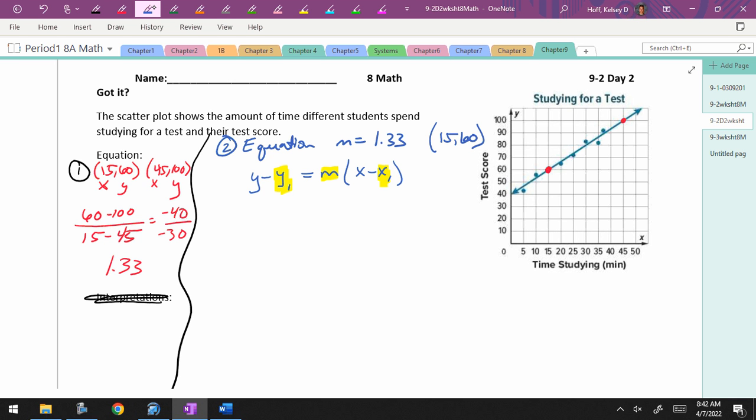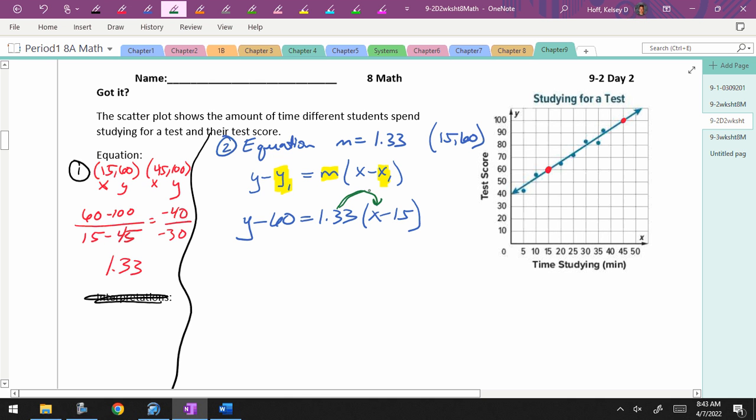Anybody I haven't heard from today willing to tell me what you wrote as an equation? Jack? Very good. X minus 15. Nicely done, sir. Okay, what's my next step? Distribute your 1.33. Do it on your own, and then we'll check in to see what you got as the answer.